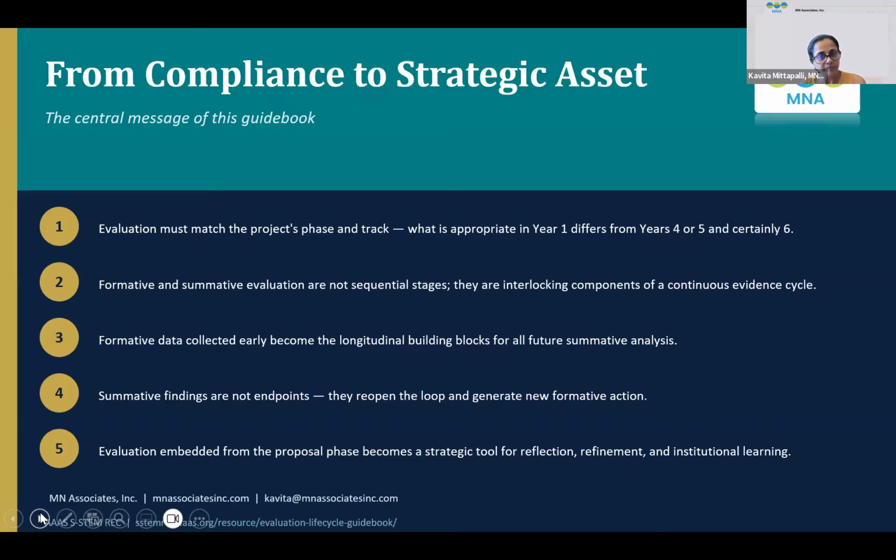2, formative and summative evaluations are not sequential. They are interlocking components of a continuous evidence cycle. 3, formative data collected early serves as the longitudinal building blocks for all the future summative analysis. So treat them with rigor from day 1. 4, summative findings are not endpoints. They reopen the loop and generate new formative action. And 5, evaluation embedded from the proposal phase becomes a strategic tool for reflection, refinement, and institutional learning.